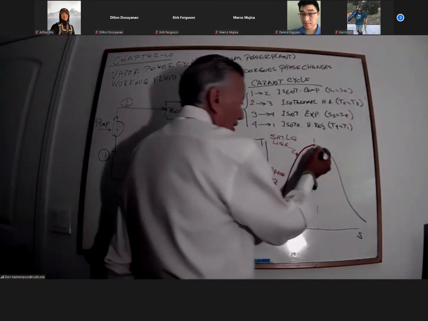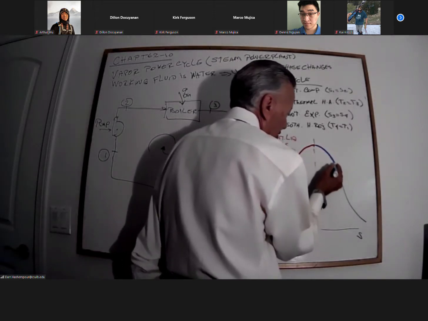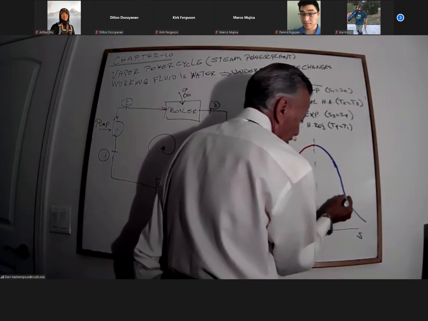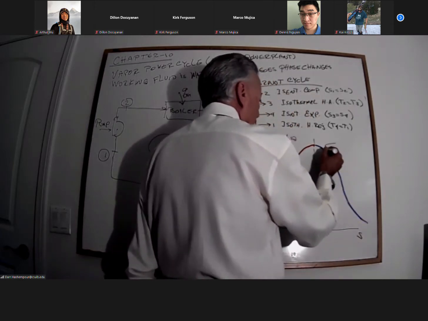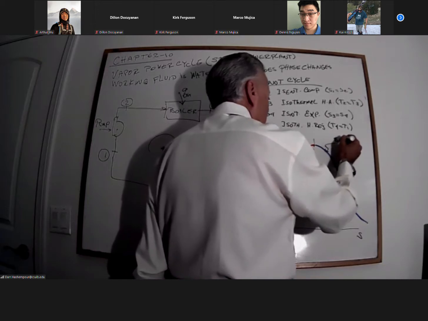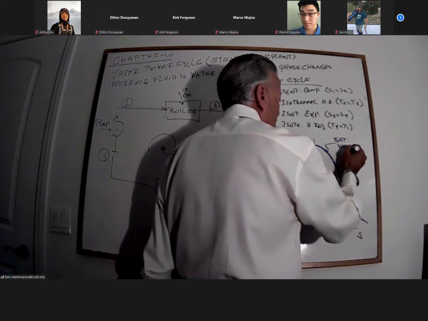Now, anything on this side or this part of the curve or dome, if you will, this is the saturated vapor line.